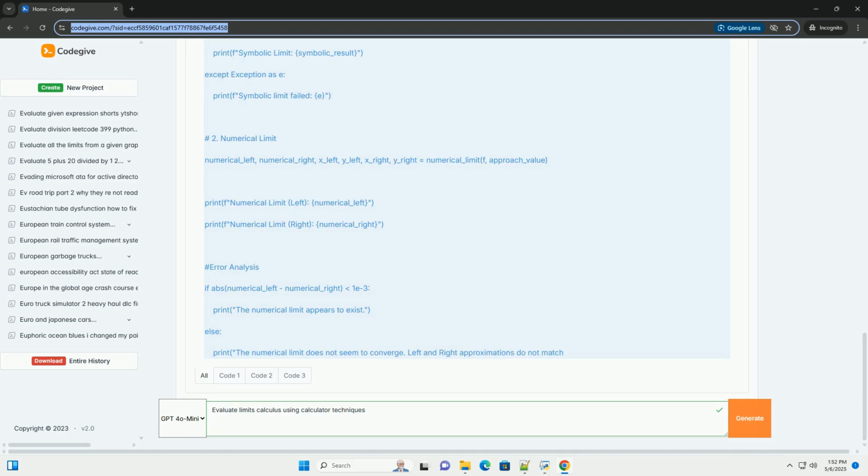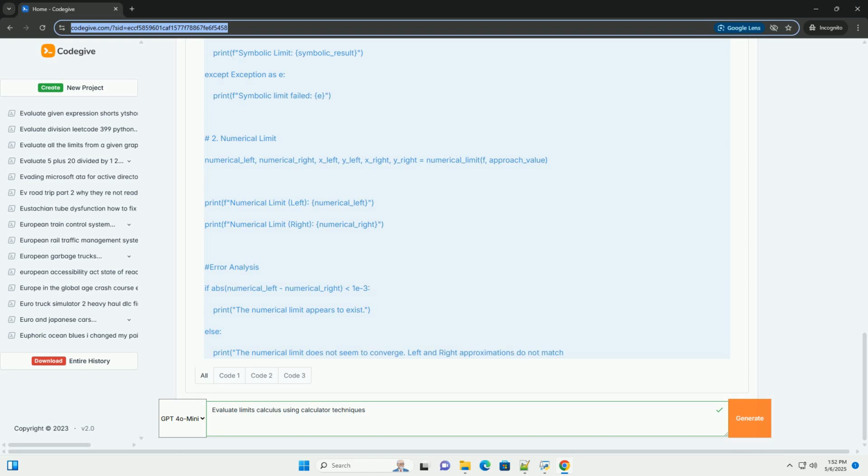3. Error analysis. The code compares the left and right limits to check for convergence. 4. Plotting. matplotlib.pyplot is used to visualize the function and the approximation process. This helps you see how the function behaves near the approach value. 5. Example for one-sided limits. The example takes the function sqrt(x) times ln(x), and finds the limit as x approaches 0. Note that there is code to prevent division by 0.